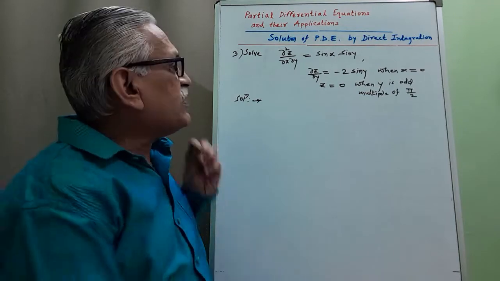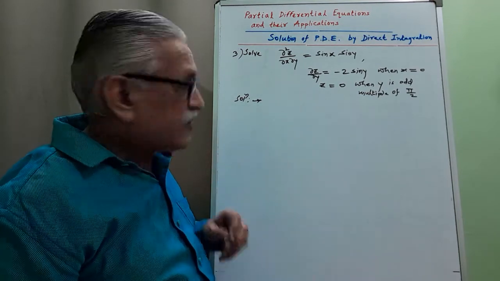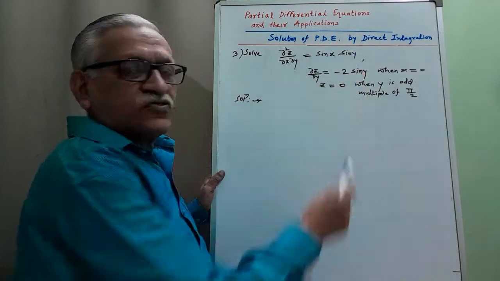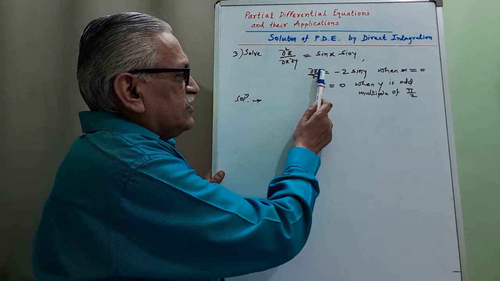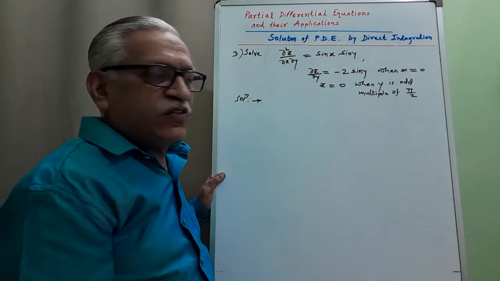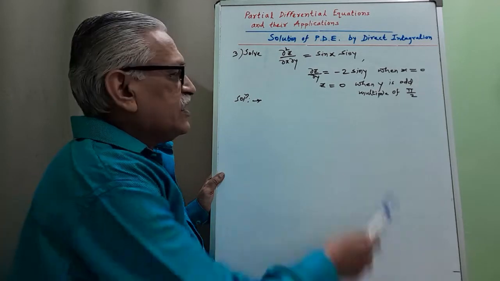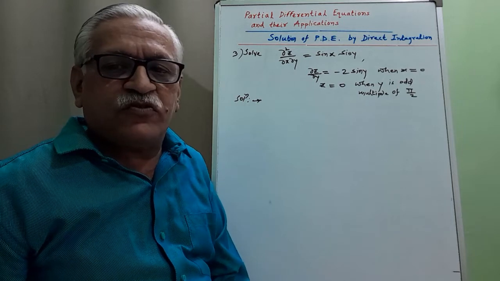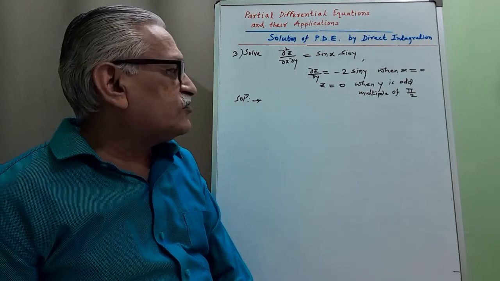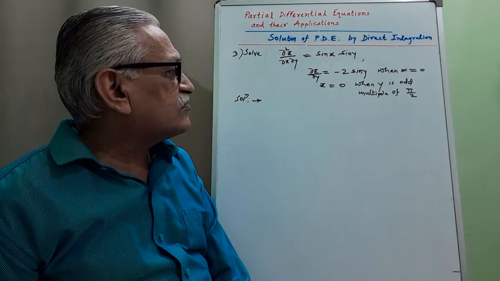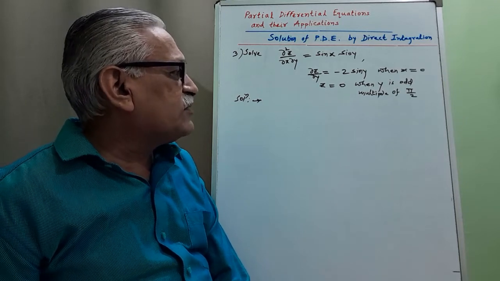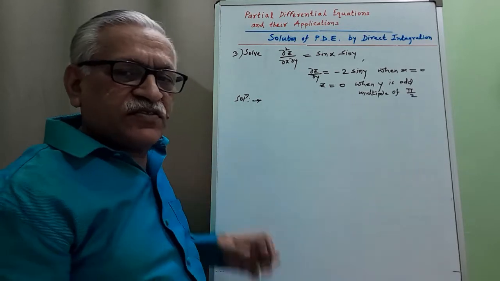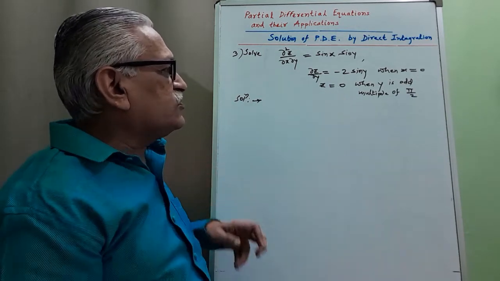Last example, third example. Solve ∂²z/∂x∂y = sin x sin y with the conditions: ∂z/∂y = -2 sin y when x = 0, and second, z = 0 when y is an odd multiple of π/2, meaning the values of y are π/2, 3π/2, 5π/2, like this. At that time the value of z is equal to 0.